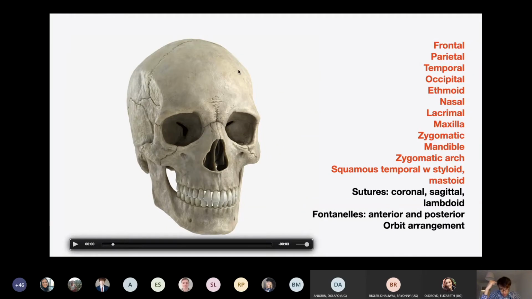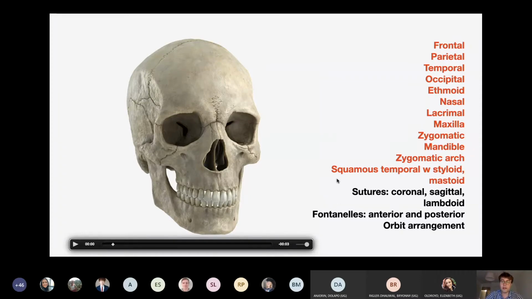And the coronal suture sort of runs along the top of your head like this. The coronal suture is named for a crown of garlands, because the old Roman crown of garlands was like flowers that sort of splayed out like this. So you have sagittal going that way, you have coronal going that way.